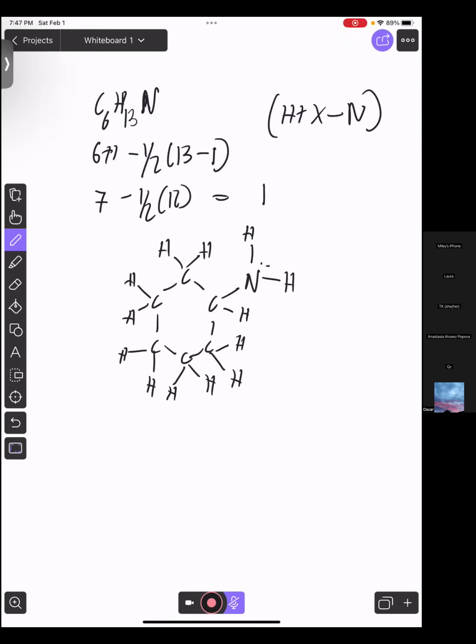Oh, somebody did exactly that. I saw that, Amber. Nice job. You could do a double bond as well. Let's throw a double bond in there as well. So you could have done a double bond to a carbon. It's up to you. Do whatever you'd like.